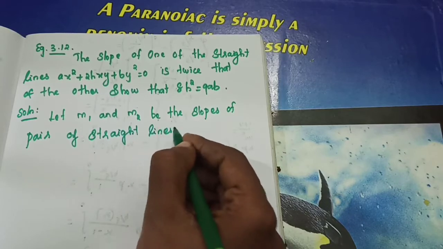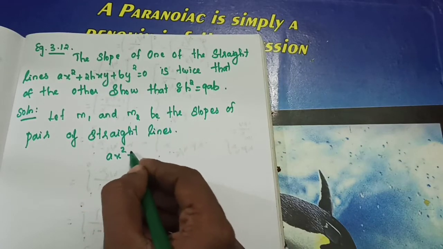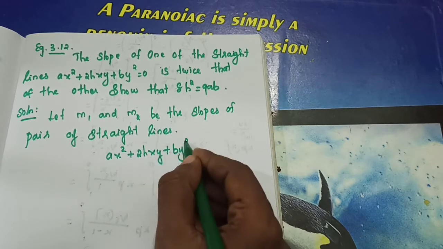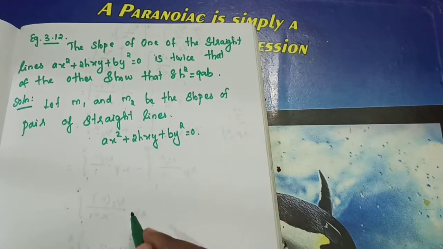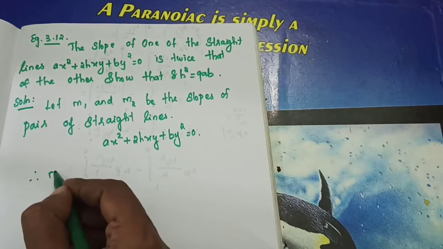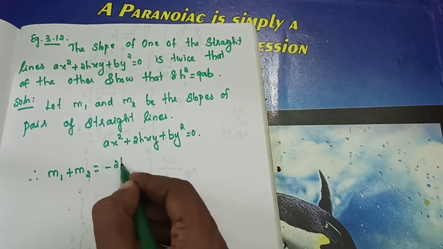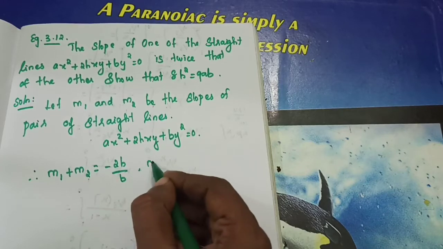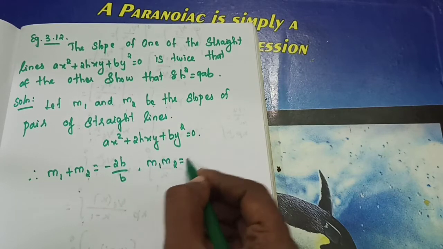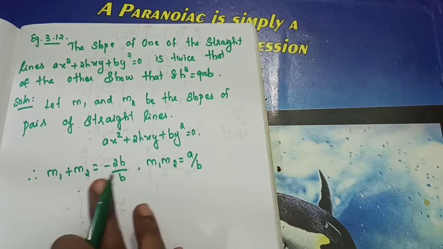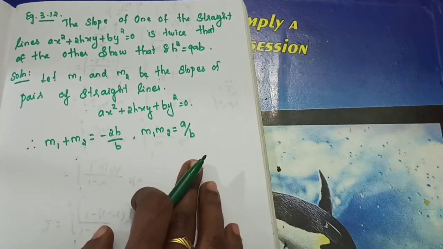What's the straight line given? Ax square plus 2hxy plus by square is equal to 0. This is a given equation. So the sum of the slopes, you learned the formula, m1 plus m2, I asked you to write already. That is minus 2h by b. Same as the product of the slopes, I gave the formula, a by b. So this is all the things you need to learn by heart. Keep it in mind: sum of the slopes formula, product of the slopes formula.